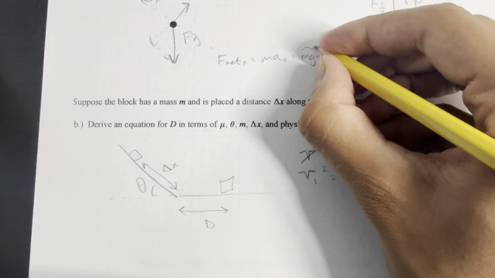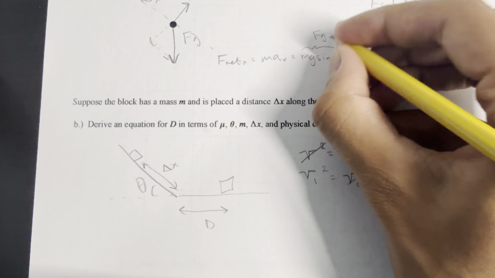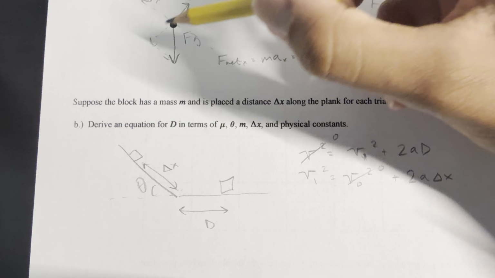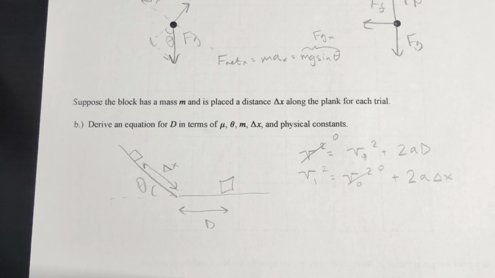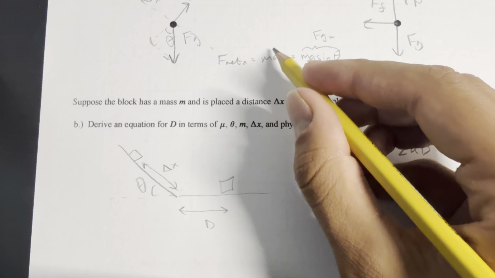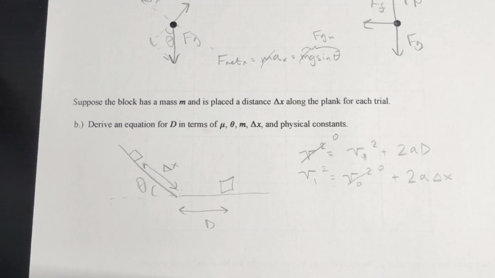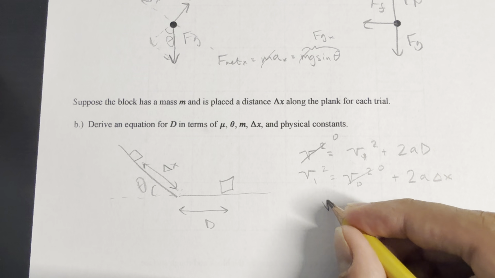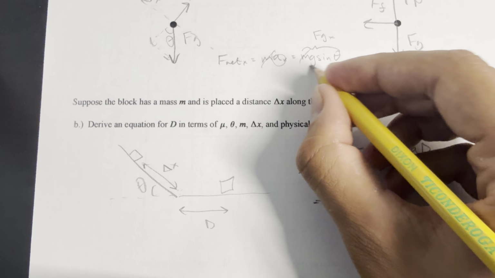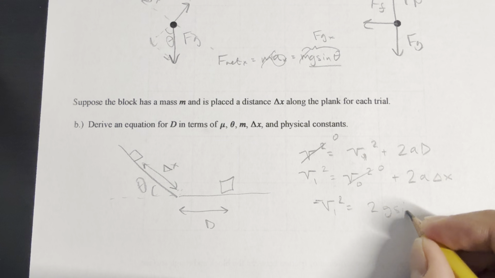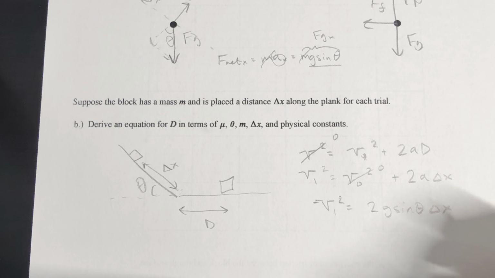Because this is really F_gx or mg_x, and we know the x component, if this angle is theta, the x component is given by F_g sine theta. So if I cancel out the m, I get v1 squared is going to equal 2, and the acceleration is going to be g sine theta. So 2g sine theta change in x.